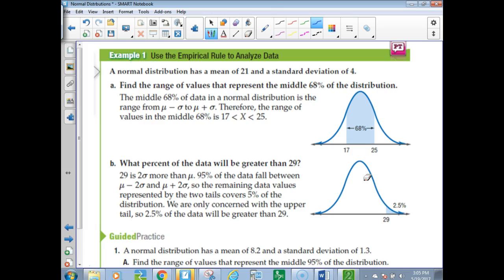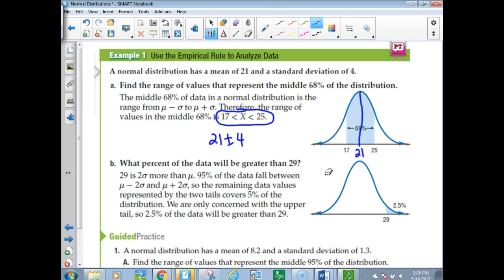So it says the normal distribution has a mean of 21 and a standard deviation of 4. That would mean that this is your 21. Where'd the 17 and 25 come from? Well, it came from taking 21 plus or minus 4. So if you were to find, this is an example, find the range of values that represent the middle 68% of the distribution, the values of x would be between 17 and 25 when they're within 1 standard deviation.